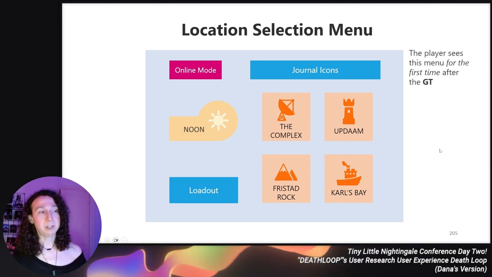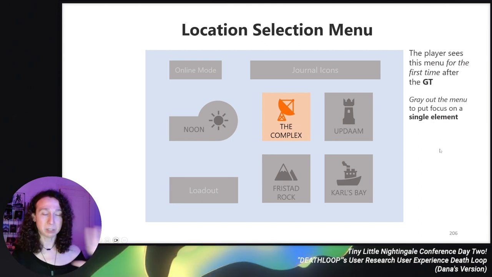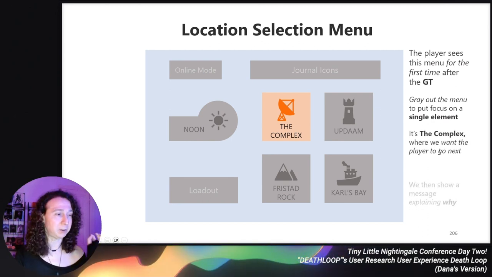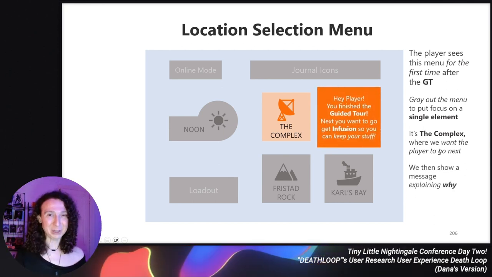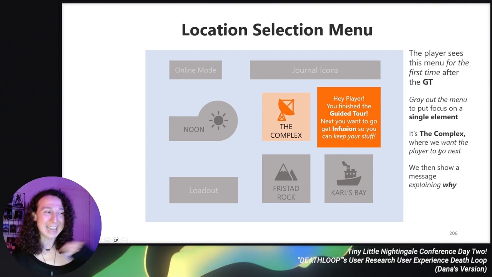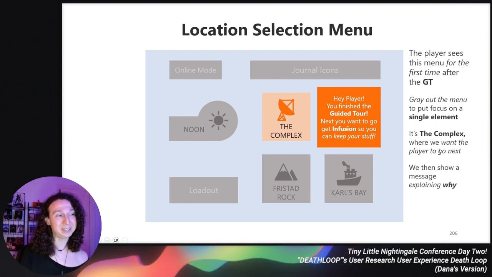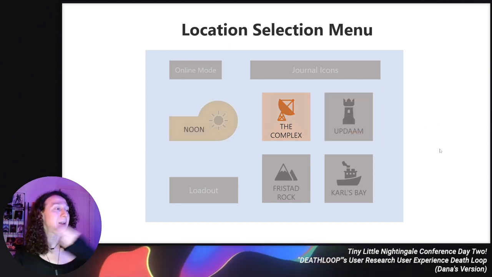The player will see this menu for the first time after the guided tour. We're going to gray out the menu to put a focus on a single element. It's the complex. This is where we want the player to go next. And then we show a message explaining why. If you know UI tutorials, this is pretty basic. Hey player, you finished the guided tour. Next, we want you to go to the infusion vignette. Go get infusion so you can keep your stuff.